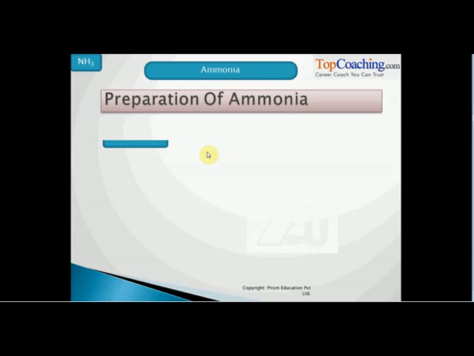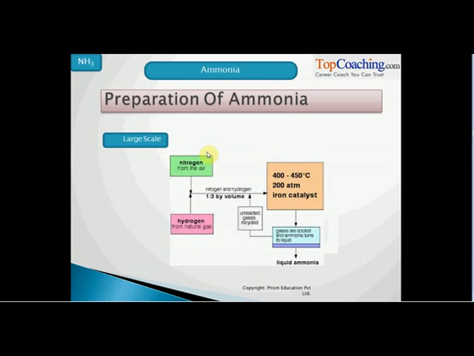How do we prepare ammonia on large scale, industrially? So nitrogen and hydrogen are taken from the air, obviously in the ratio 1:3 by volume, right? At a temperature of 400 to 450 degrees Celsius, pressure is maintained at 200 atmosphere, and iron is used as a catalyst, and these gases are cooled and turn into liquid. Liquid ammonia is what we get.